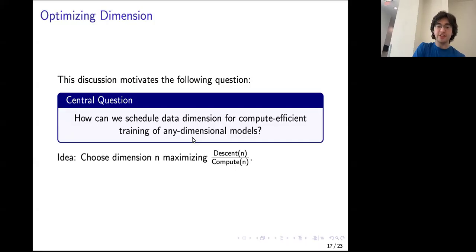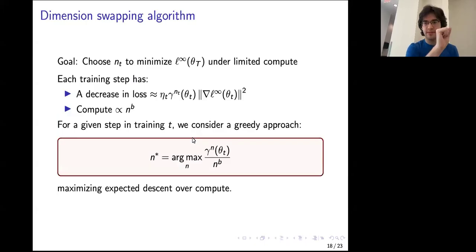Well, the idea of what we do in this work is that we choose the dimension n, maximizing some measure of descent on the L infinity objective over the compute we use, to be efficient in that sense. Here's some motivation for what we're trying to do. We want to choose the dimension nt at a given step to minimize the end loss under limited compute. Each training step has a roughly lower-bound decrease in loss proportional to eta t, gamma nt, and the norm of L infinity theta t squared. We got that from before.